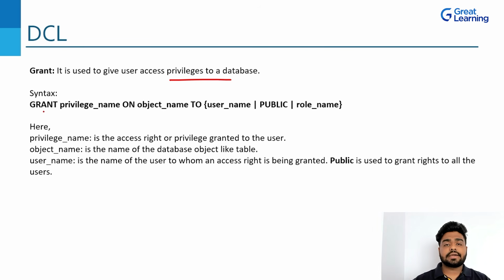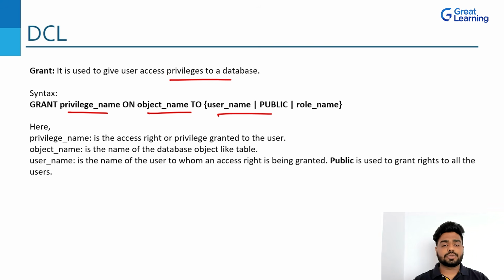How do we do that? Grant privilege name on object name to whomsoever you want to give. Now, what is this privilege name, public and role name? Privilege name is the access right or privilege granted to the user. Object name is the name of the database object like table. And username is the name of the user to whom an access right is being granted.